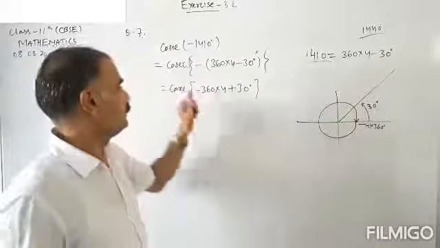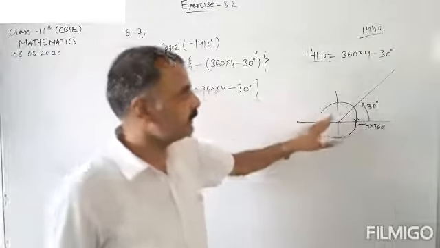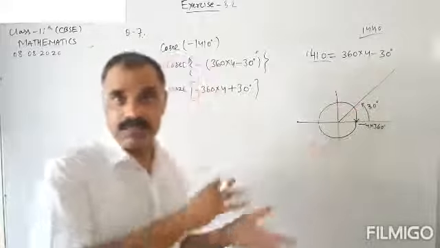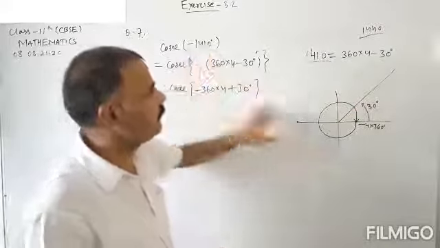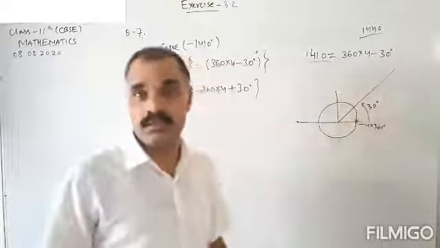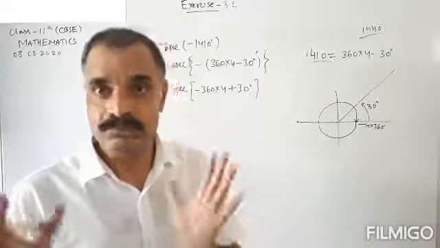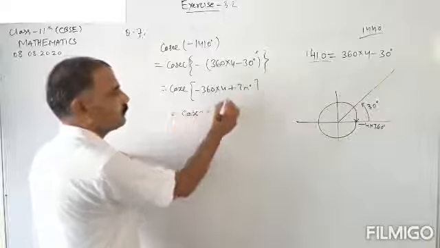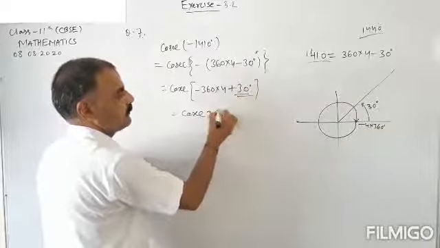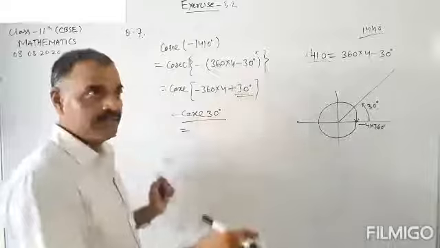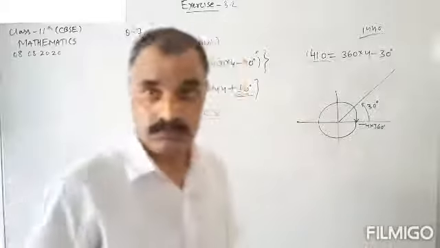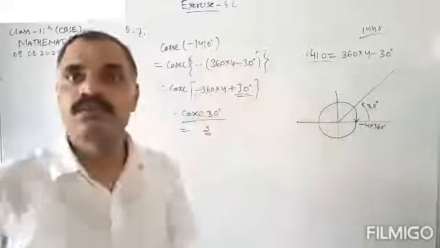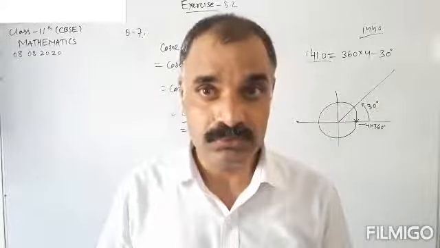Now this is plus 30 degree, and plus 30 degree will come in the first quadrant. So the total angle will come in the first quadrant, and in the first quadrant all the trigonometric ratios are positive. This one is also positive. That is why this is equal to cosec 30, and cosec 30 is 2. So the value of this is 2.